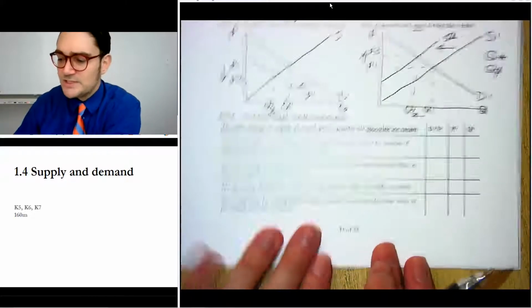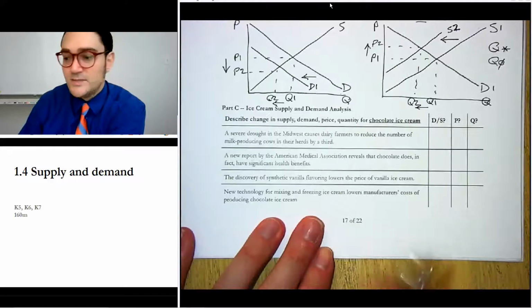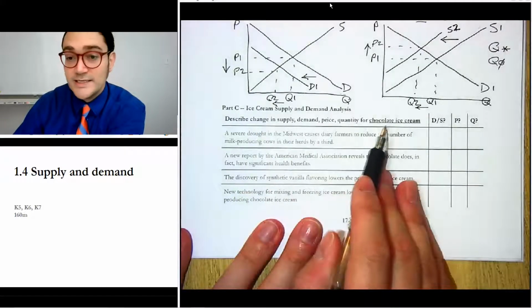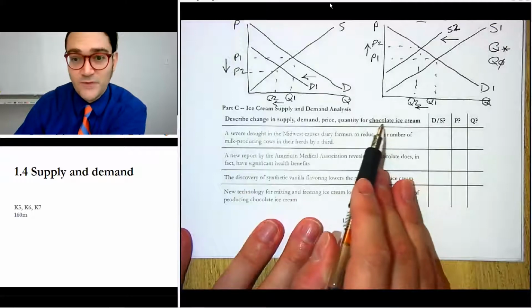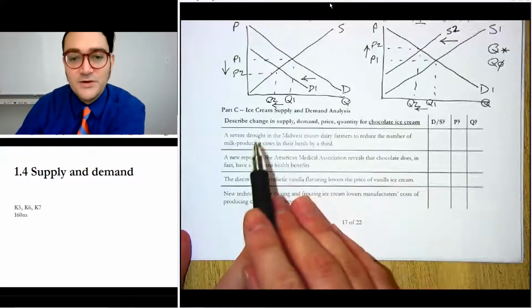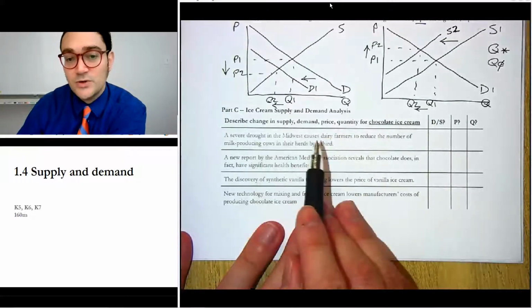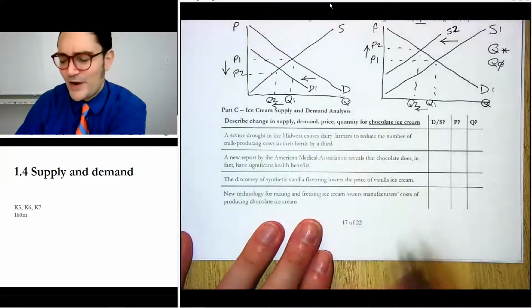Okay, now the last part, C, practice with supply and demand, is describe the change in supply, demand, price, quantity for chocolate ice cream. Students always miss that, so I've underlined it here. A severe drought in the Midwest causes dairy farmers to reduce the number of milk-producing cows in their herds by a third.